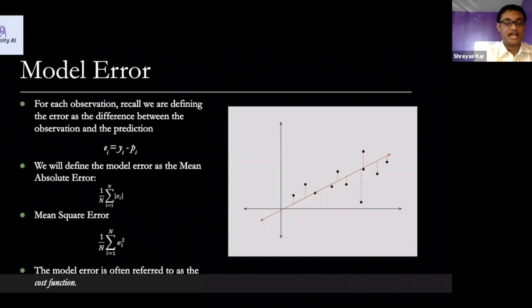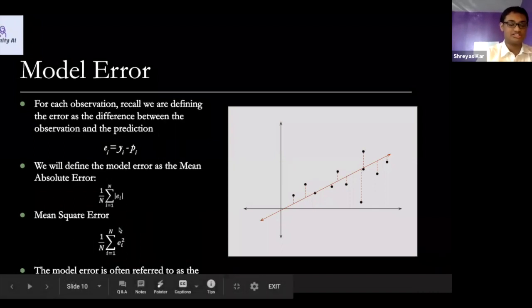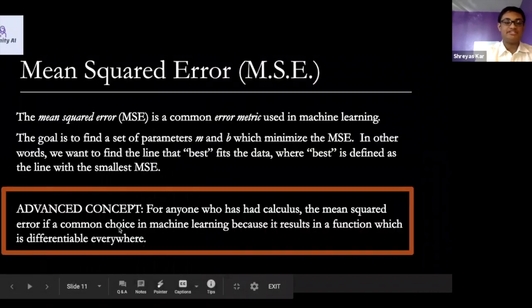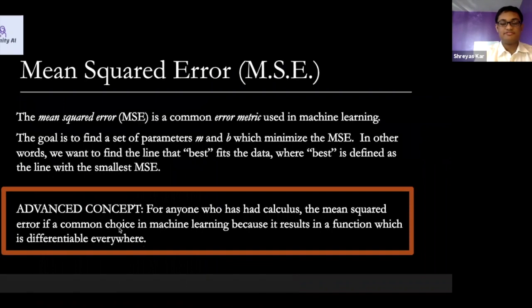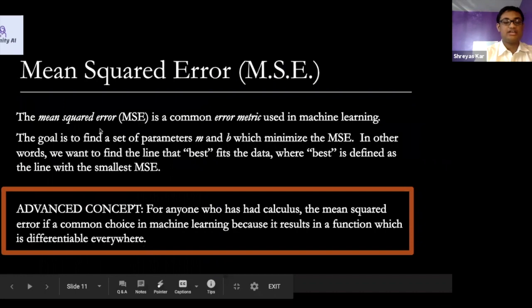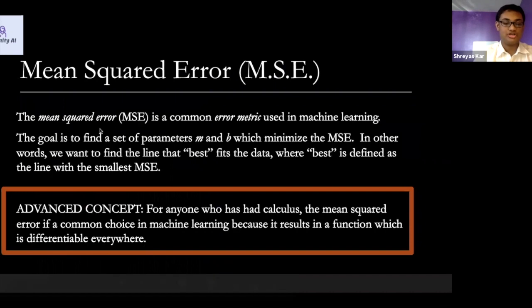To see that, let's consider how an absolute value function works. If you think of the function y equals absolute value of x, it's not differentiable at x equals 0 because it's an abrupt switch. And whenever you have an abrupt switch, it's not differentiable. So because it's not differentiable everywhere, we use the mean square error cost function. Even if you haven't taken calculus yet, this is completely fine. This is optional content. Just know that the mean square error is a more common error metric, or cost function, than the mean absolute error.